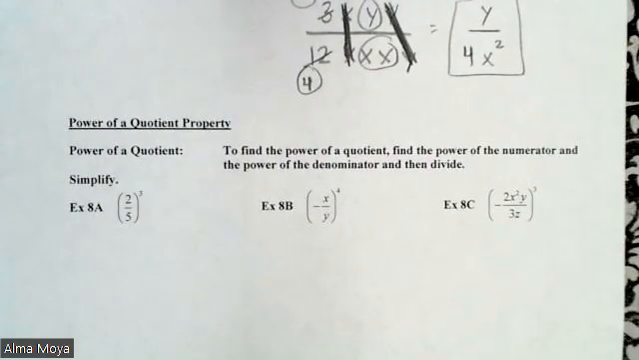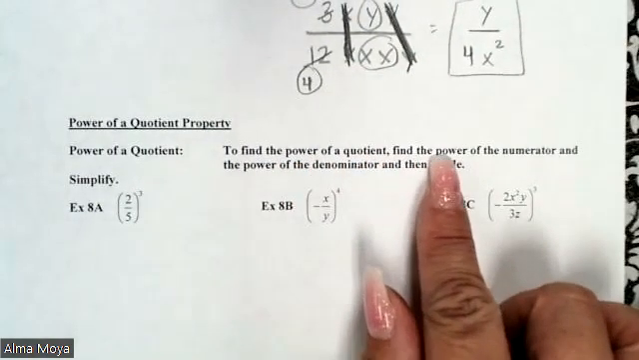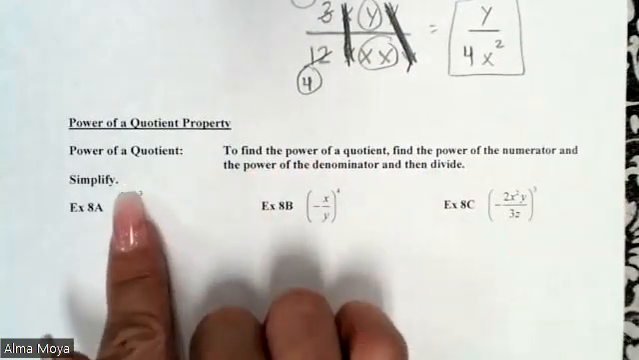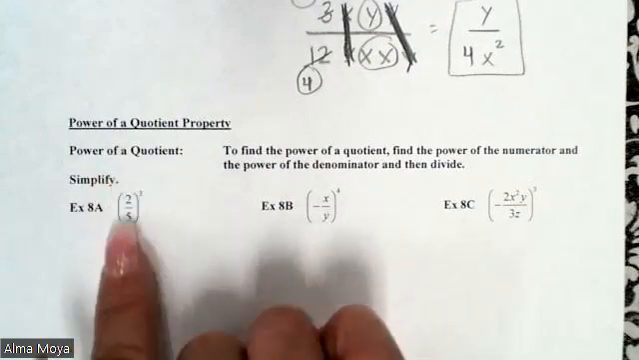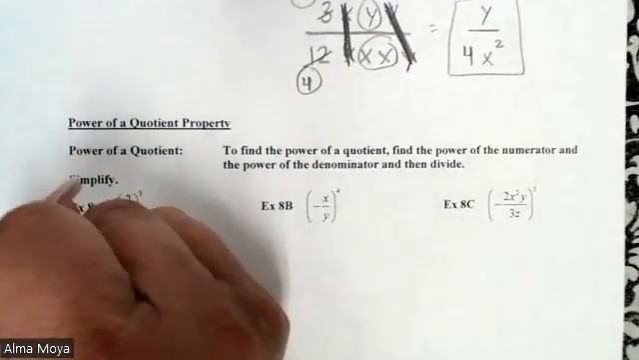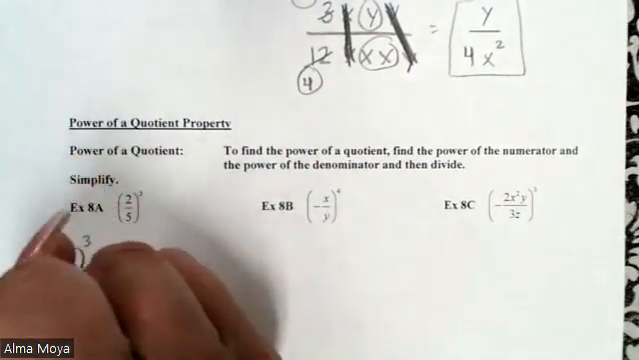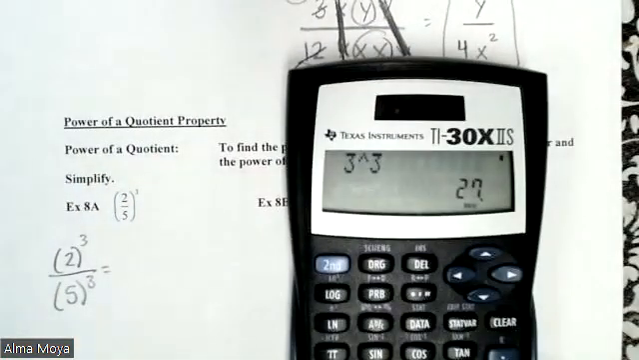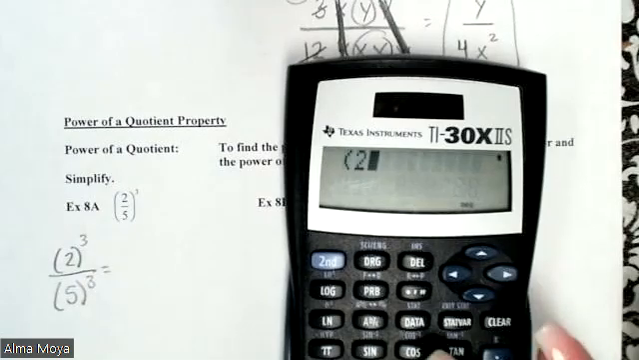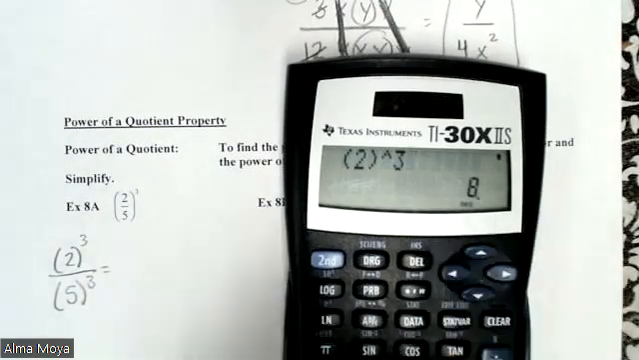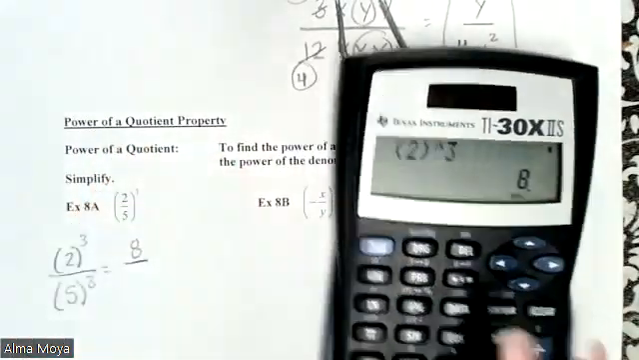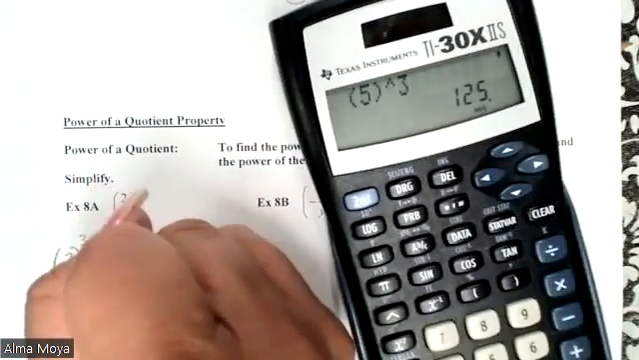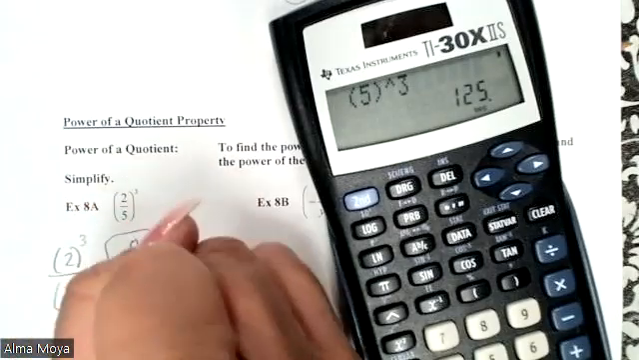Power of a quotient. To find the power of a quotient, you have to find the power of the numerator and the power of the denominator, then divide. So right here, that exponent is going to go to the top and the bottom. So this is going to be a 2 to the 3rd power on the top and a 5 to the 3rd power on the bottom. So let's see here. 2 raised to the third power gives me an 8 in the numerator. And then I have 5 raised to the third power. That gives me a 125 in the denominator.